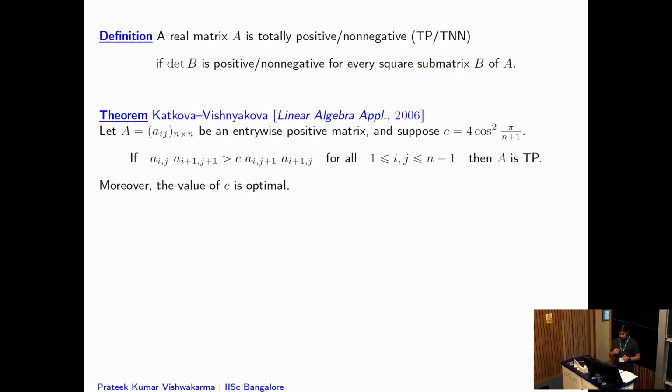Suppose A is any entry-wise positive square matrix, and suppose C is a constant equal to 4 times cos squared of pi over n plus 1. Then if entries in any 2 by 2 submatrix of A satisfy this kind of condition here, then the matrix A is miraculously totally positive. Moreover, the value C here is optimal in the sense that if we reduce the value of C such that these conditions are satisfied, then there would exist some submatrix of A which will have a negative or non-positive minor.